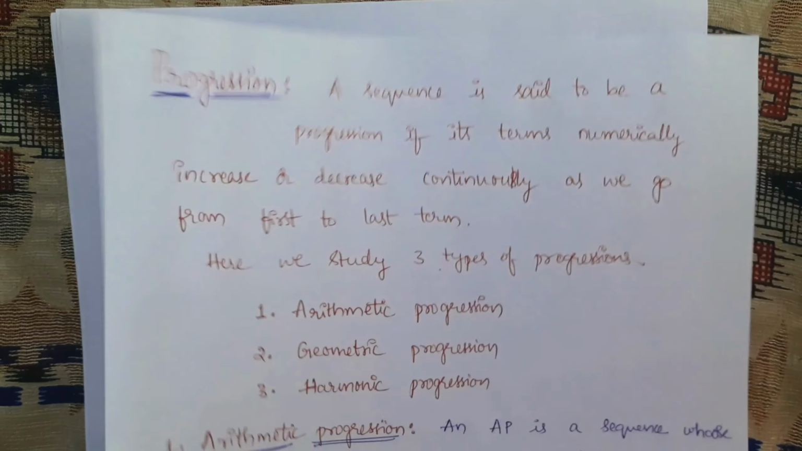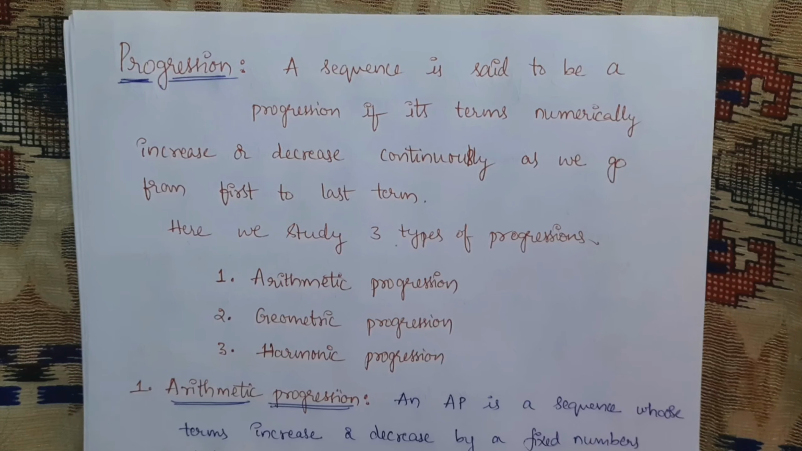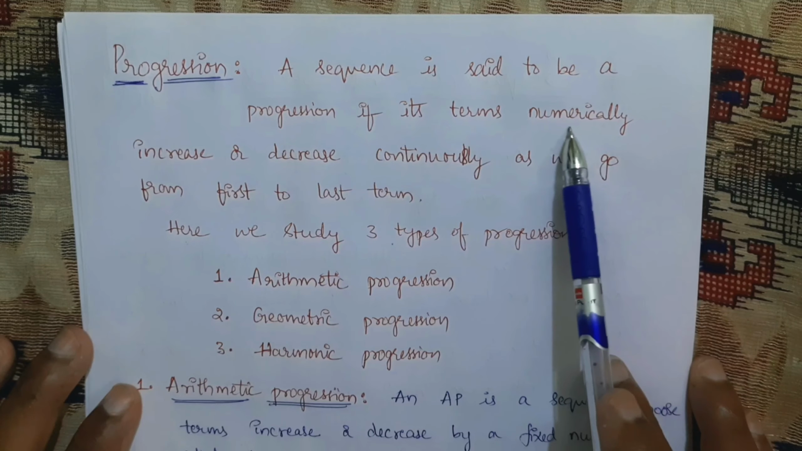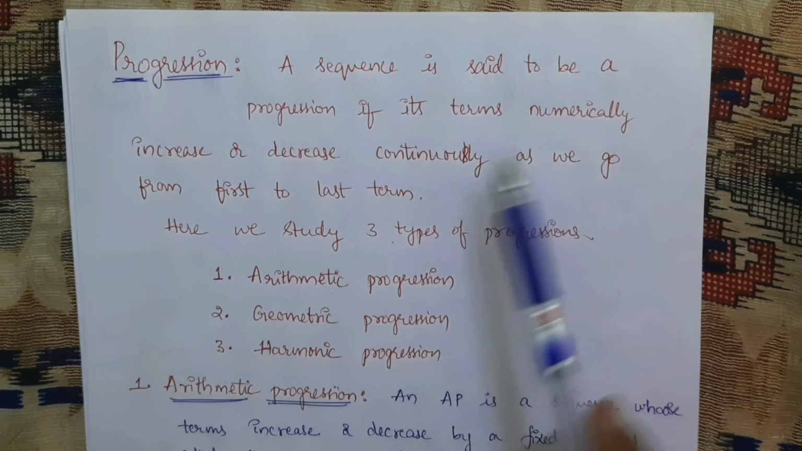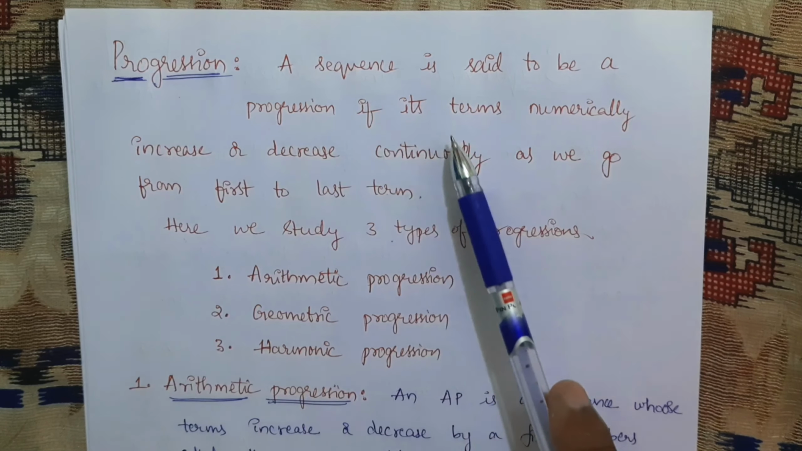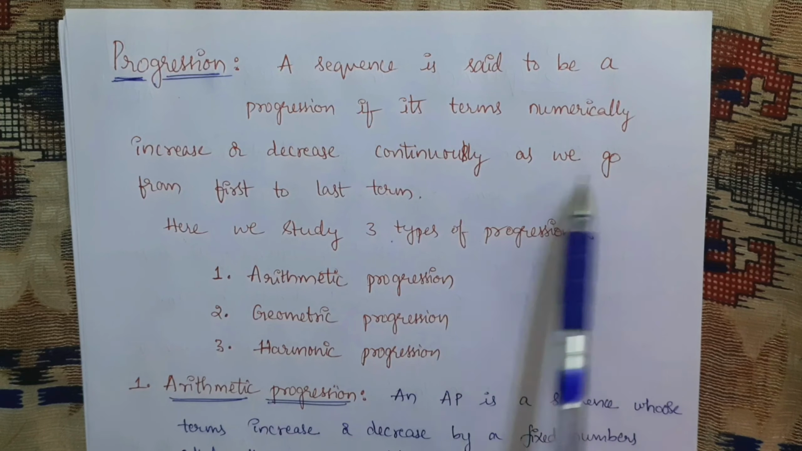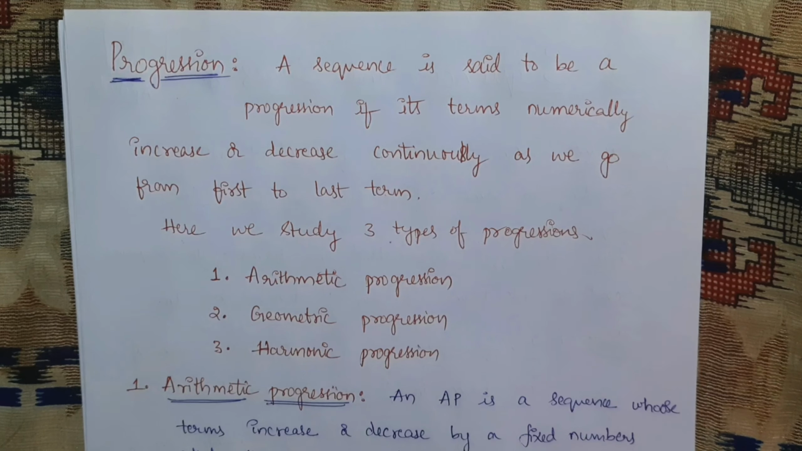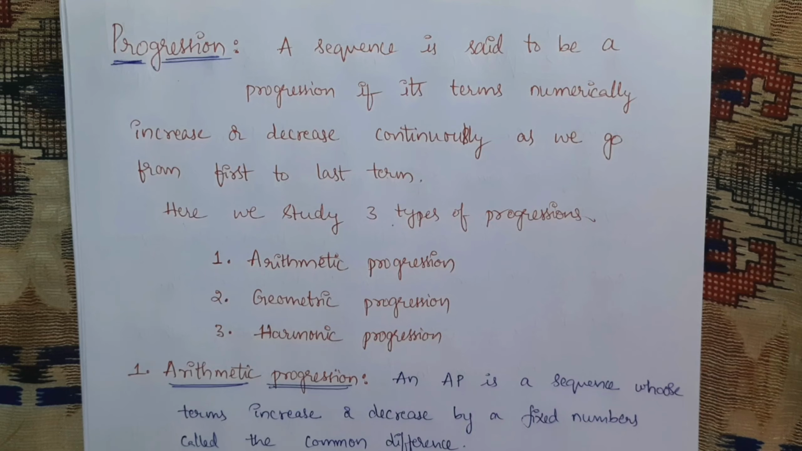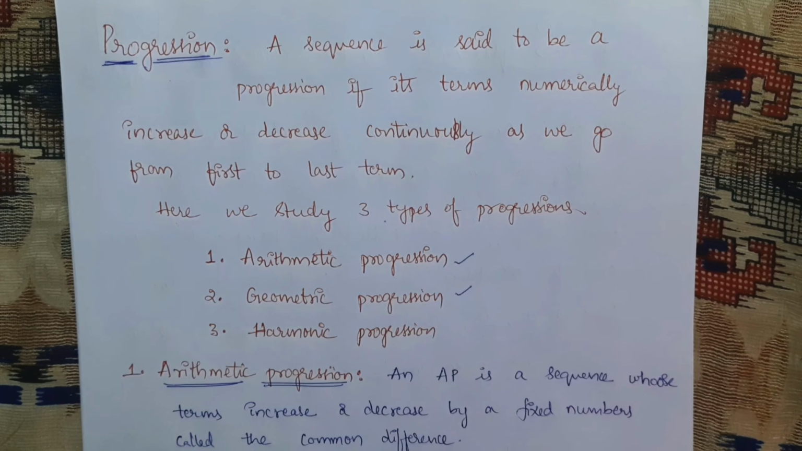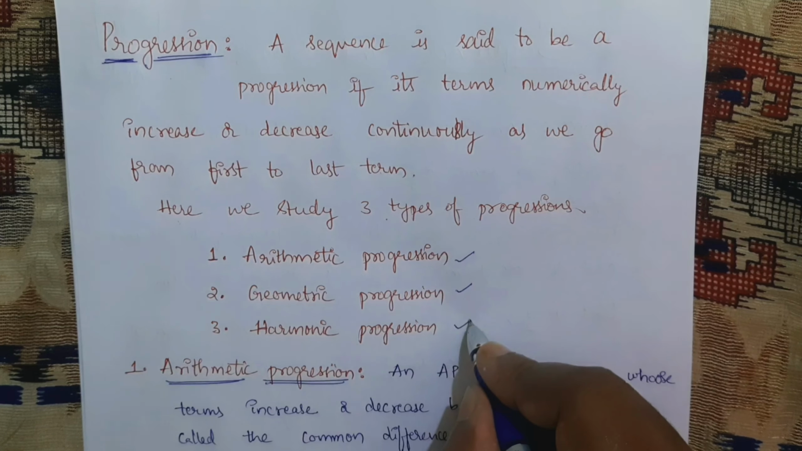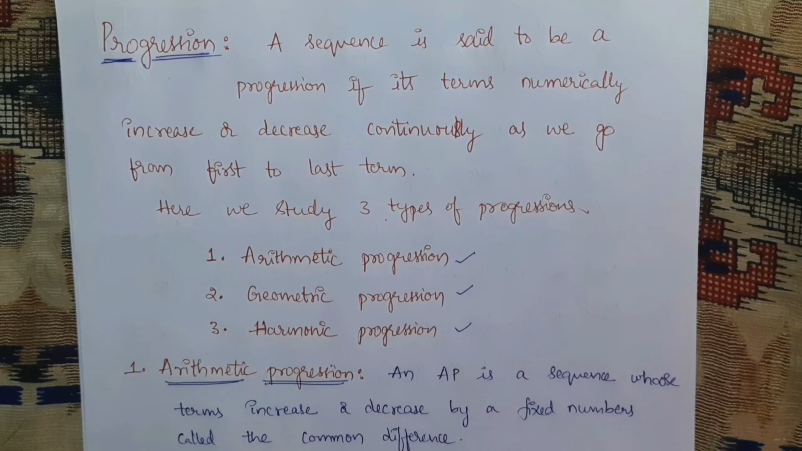Next, progression. A sequence is said to be a progression if its terms numerically increase or decrease continuously as we go from the first to the last term. So here we know that we have three types of progressions: arithmetic progression, geometric progression and harmonic progression. But the first two we have in PU, that means in the NCERT textbook. Harmonic progression they did not discuss, but that also we will discuss, because for competitive examinations they may ask questions from harmonic progression also.